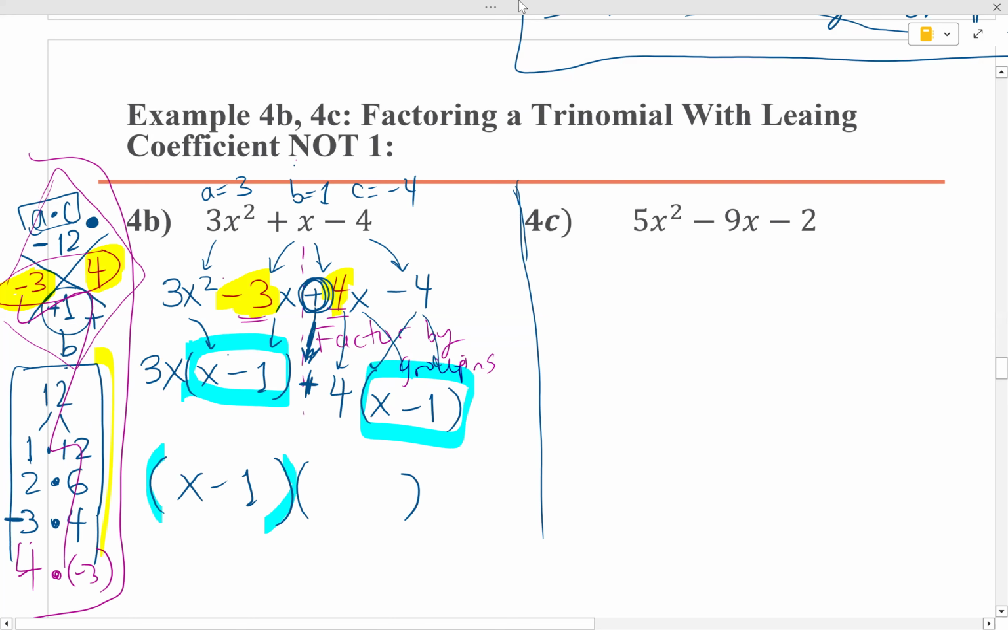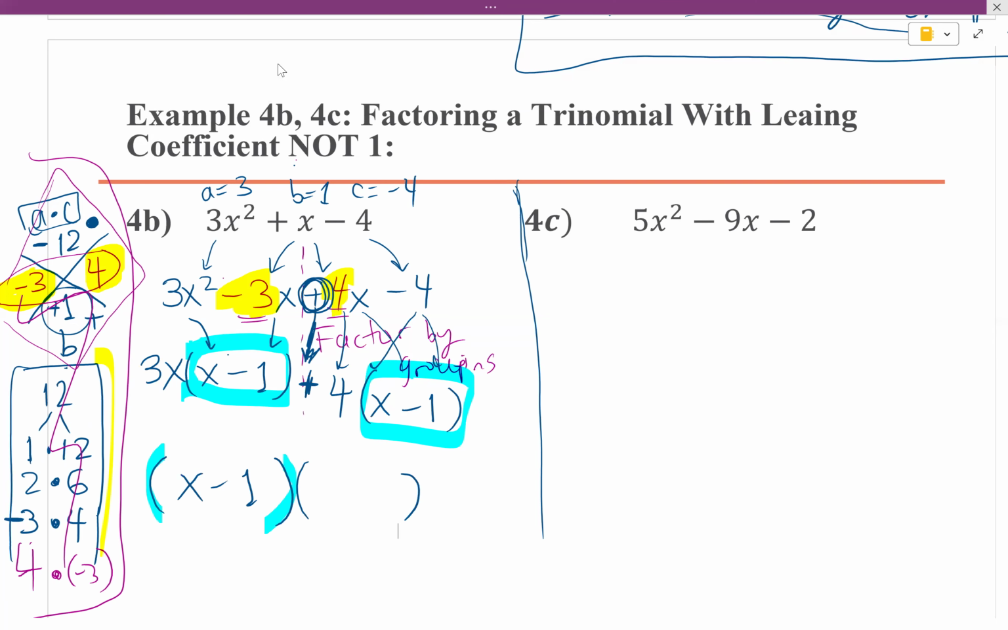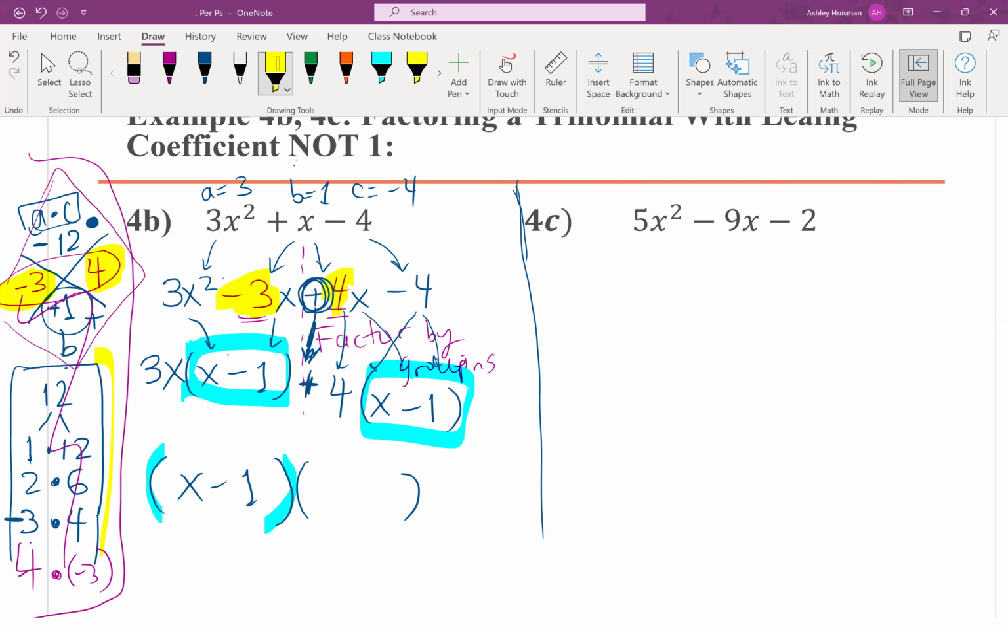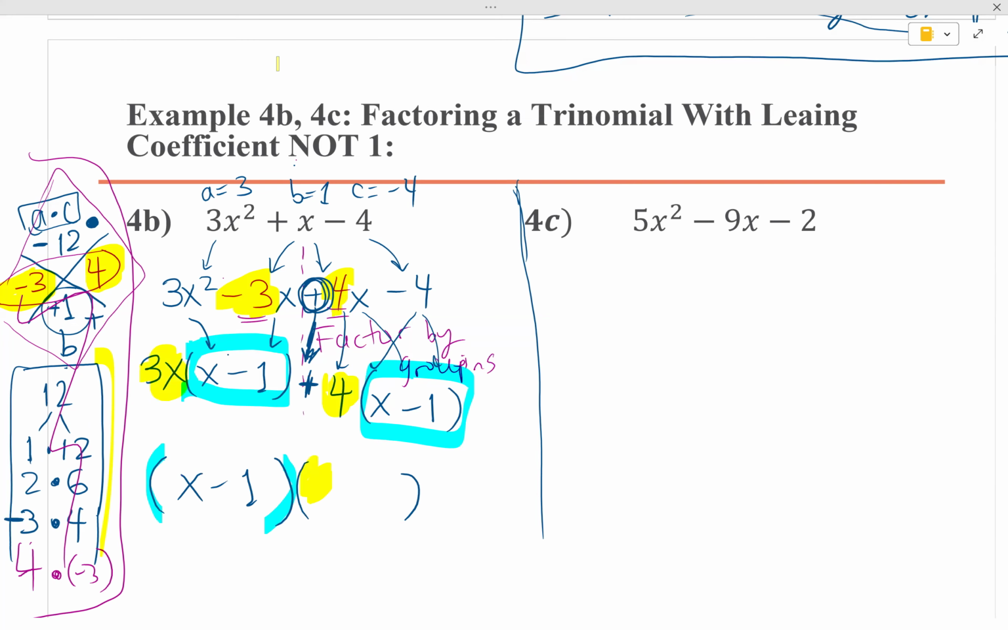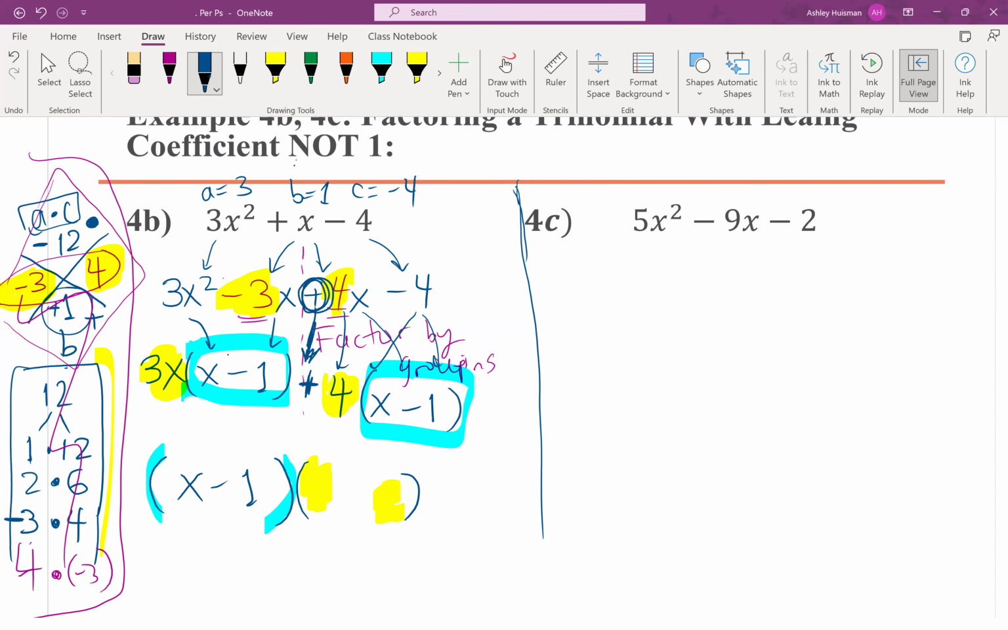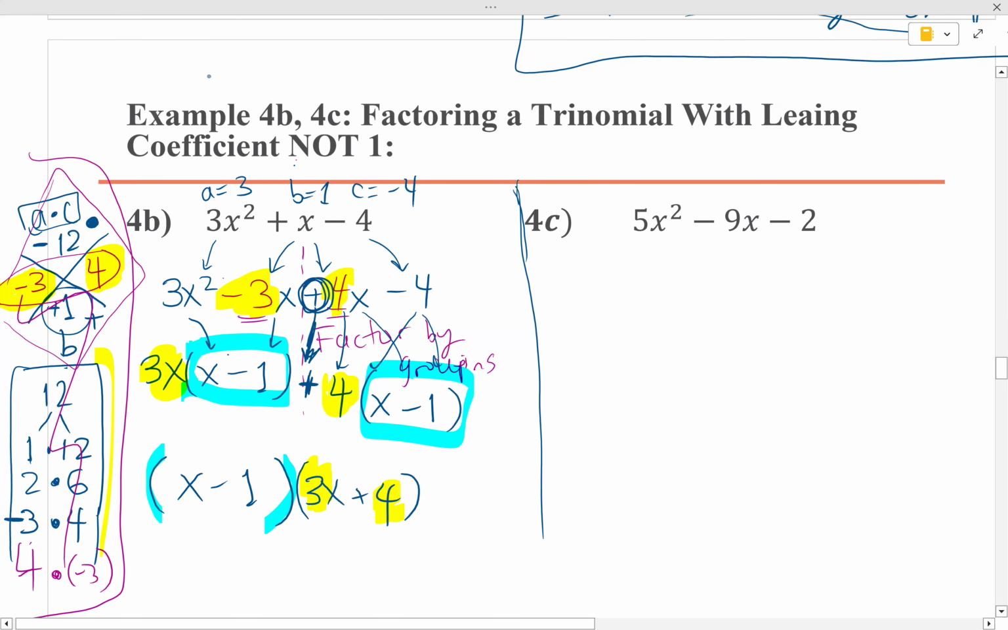And with just the leftovers that were factored out, the two little greatest common factors are going to go in the second parentheses, 3x and 4. There we go. And then we're done. 3x plus 4. So that's it, those two.